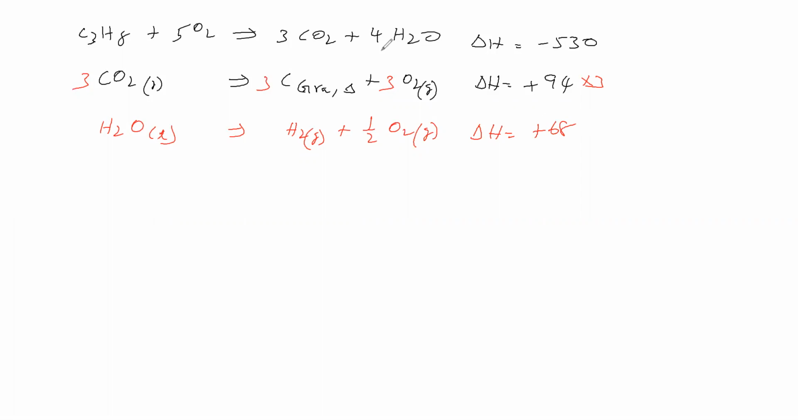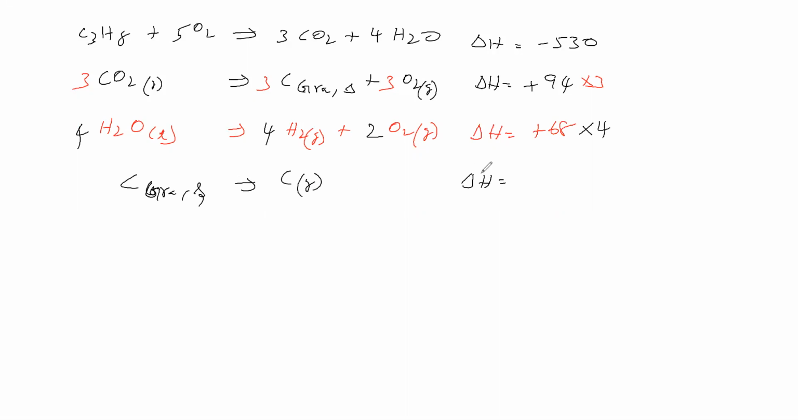Here 4H2O is there, so we multiply this equation by 4. So the half O2 we write as 2 O2. You multiply delta H also by 4. Now we want to cancel this graphite, that means convert this graphite solid into gaseous carbon atoms. For that, write the equation like this: graphite solid gives carbon atoms in gaseous state.